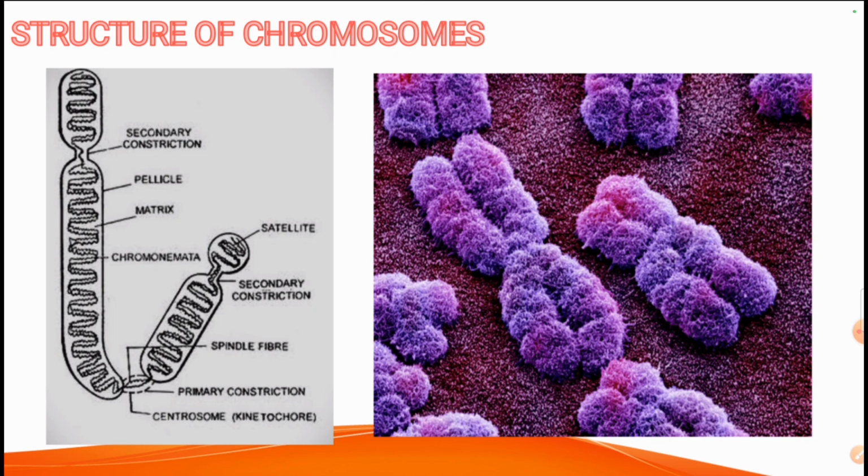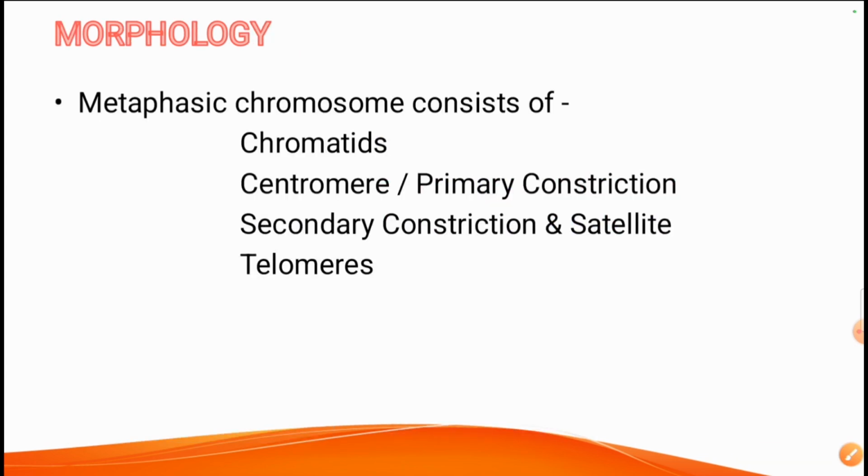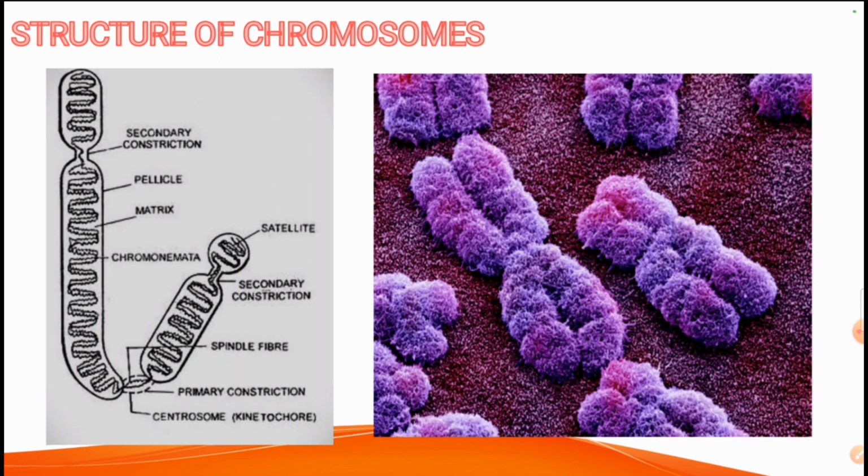As you can see quite easily here, there is the presence of a secondary constriction, then there is the presence of a satellite body, and there is the secondary constriction and primary constriction. Okay, these are certain structures we will describe in detail in the next slide. So first come to chromatids.